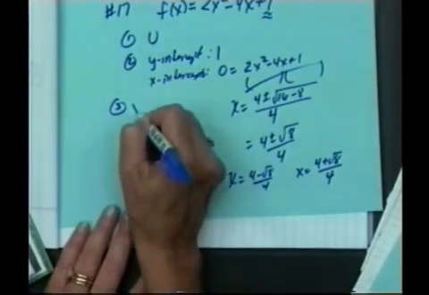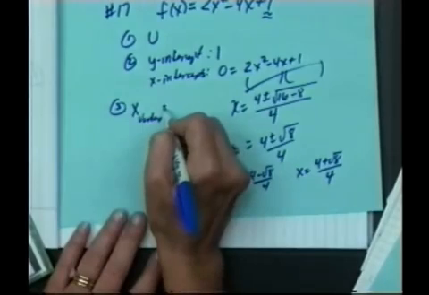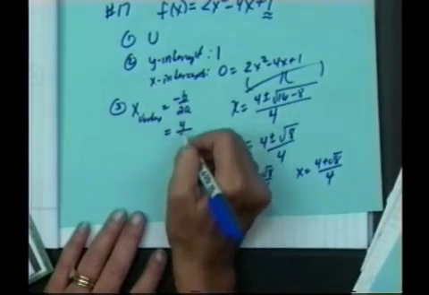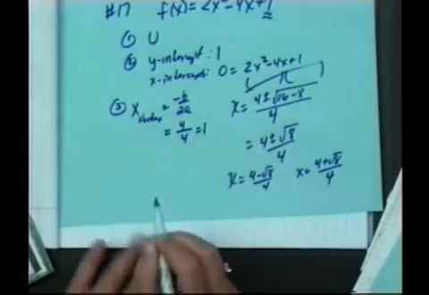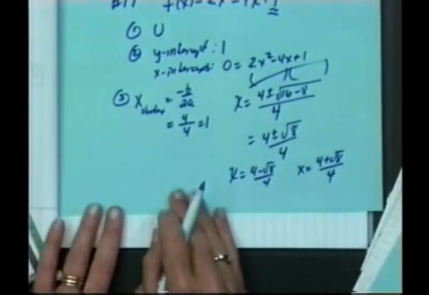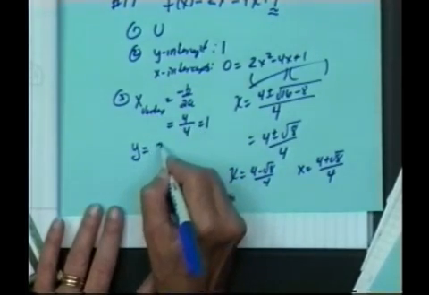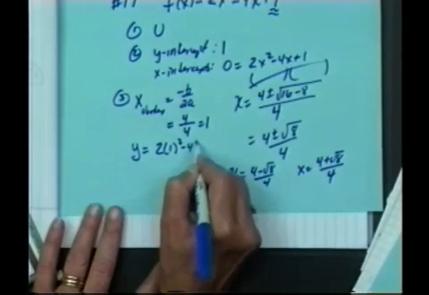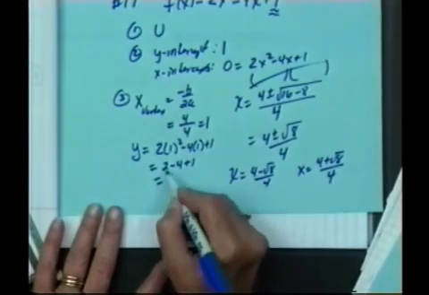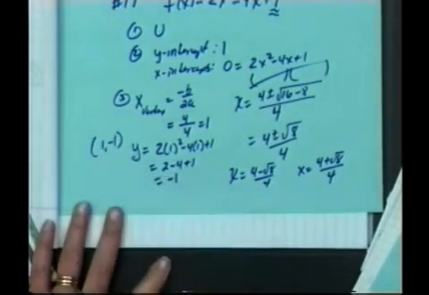How do you find the x-coordinate of the vertex? What's the formula? Negative b over 2a. Negative b is 4, 2 times 2 is 4. So the x-coordinate of the vertex is 1. How do you find the y value once you know x is 1? Plug and chug. 2 times 1 squared minus 4 times 1 plus 1. 2 minus 4 plus 1 is negative 1. So the vertex is at 1, negative 1.